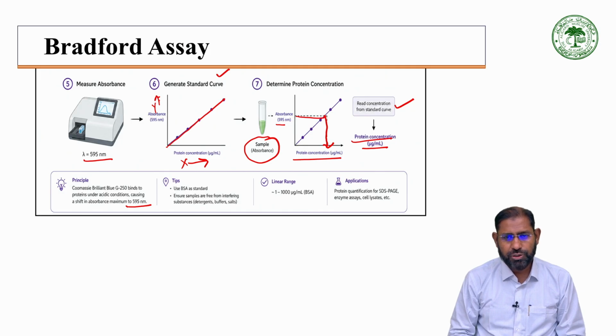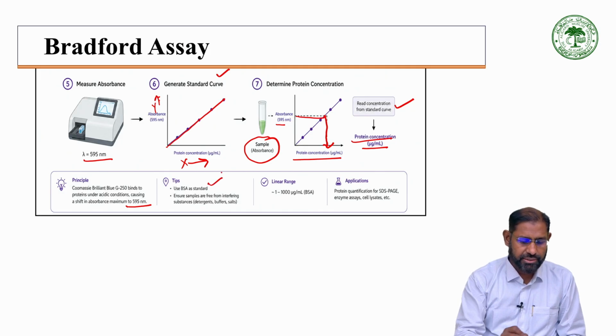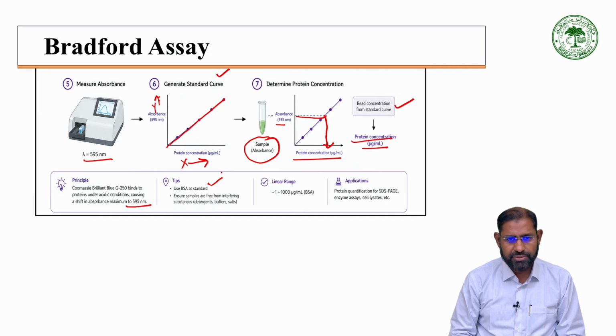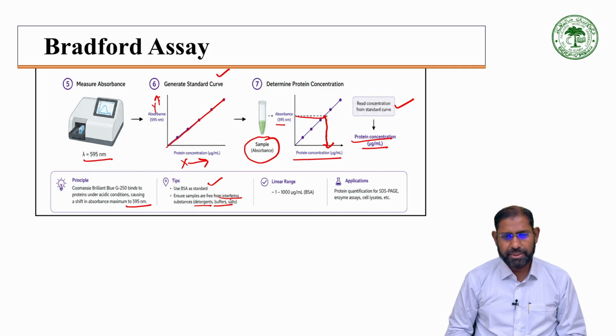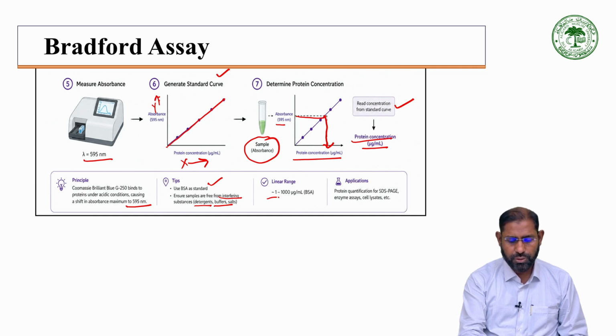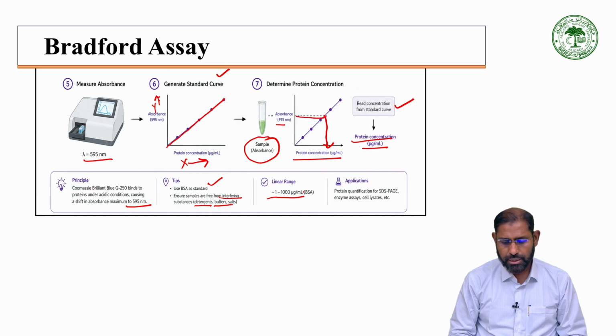In this case also we use BSA as a standard, and we ensure samples are free from interfering substances like detergent and buffer. So that's a limitation for the Bradford assay, we have to avoid detergent, buffer and salt. And also we get a linear range of 1 to 1000 microgram per ml, and it is applicable for protein quantification for SDS-PAGE and enzyme assay, and also for cell lysate. This is the criteria for the Bradford assay.